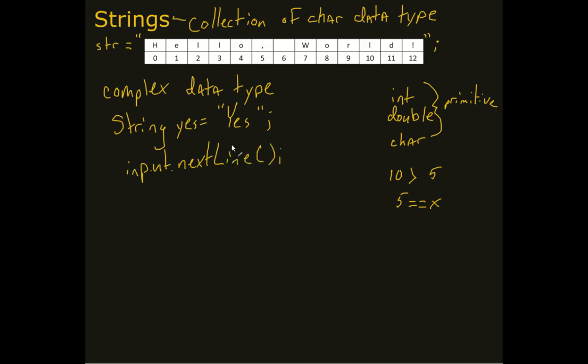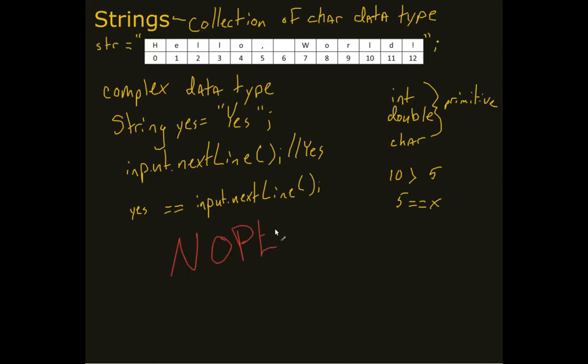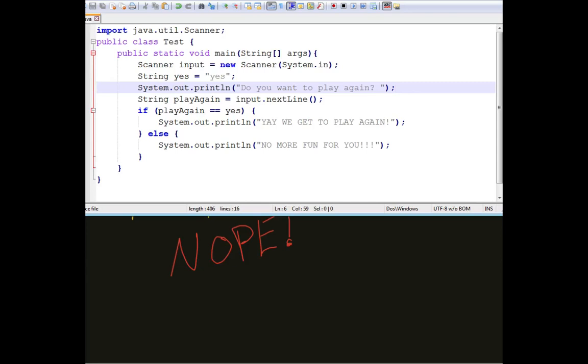Well, you'd assume that these things would be able to equal out. I would be able to do yes equals input dot nextLine. And if they typed in the word yes, this should actually print out true. Nope. Wrong, ladies and gentlemen. Because they're complex, that actually runs into an issue. And before I get into explaining that, let's take a look at that.